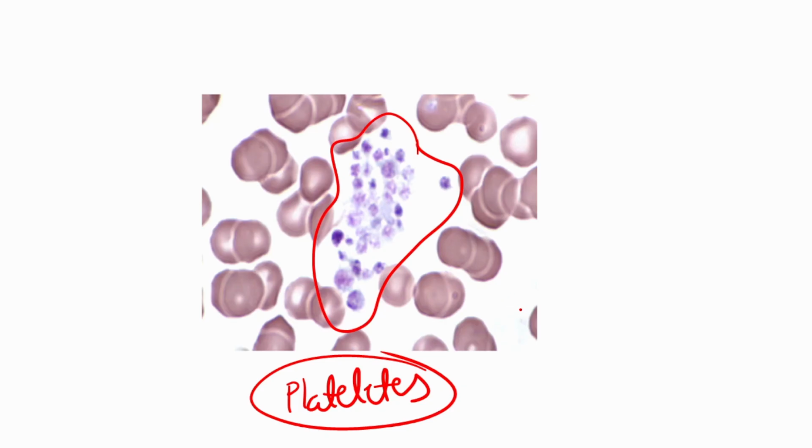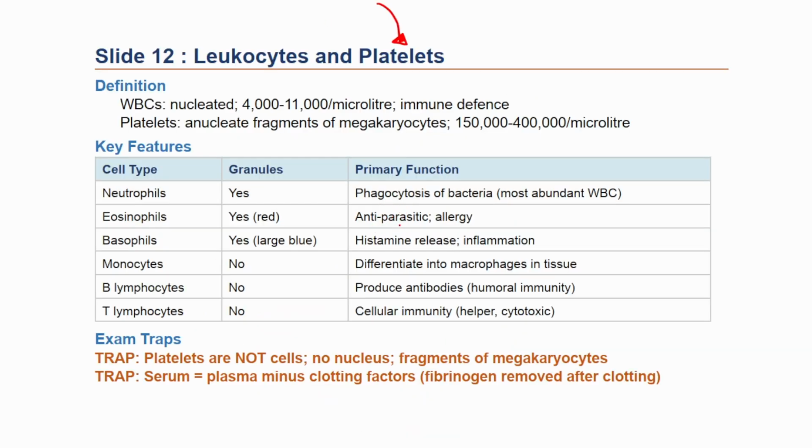These fragments are packed with procoagulant proteins and signaling molecules, allowing them to rapidly adhere to exposed subendothelial collagen to form a localized plug that halts mechanical blood loss. Now that we have mapped out these cellular lineages, granular variations, and defense roles from first principles, let us transition directly to our text and anchor these concepts to the exact definitions, reference values, and high-yield traps.